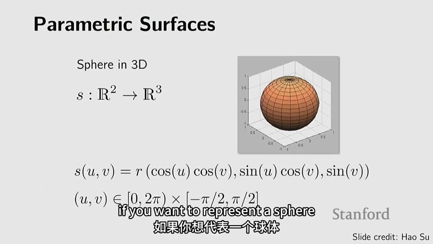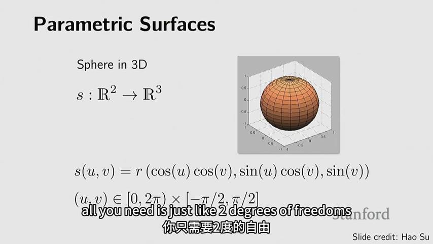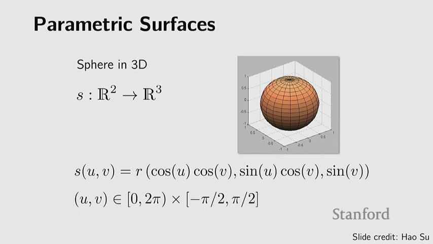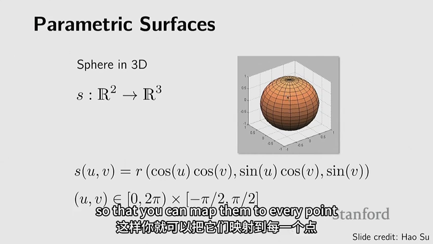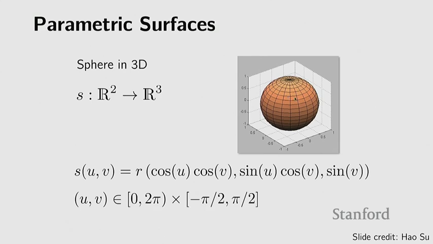If you want to represent a sphere, all you need is just 2 degrees of freedom, U and V, and then you can go through these functions so that you can map them to every point in the 3D space for this sphere, right?